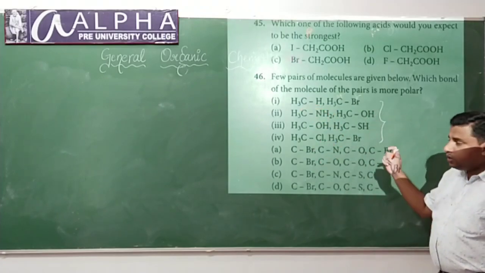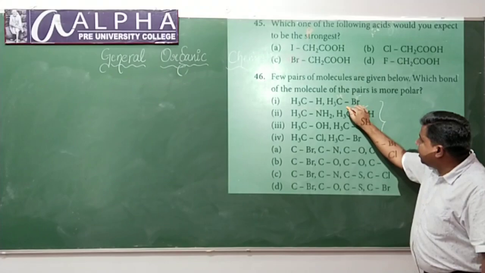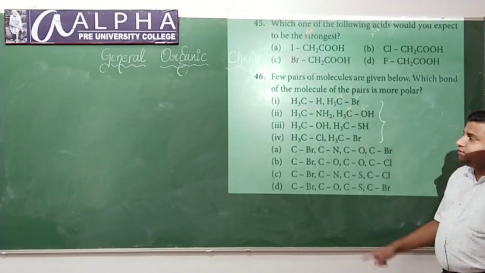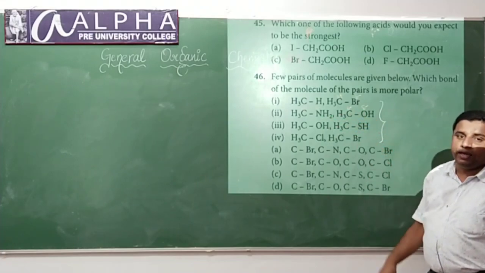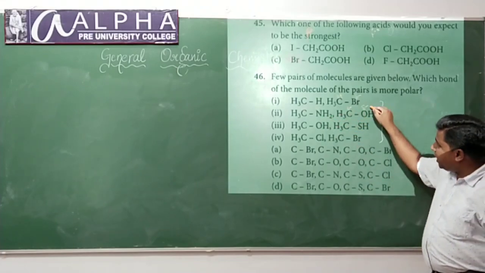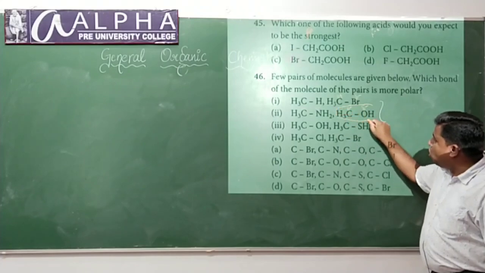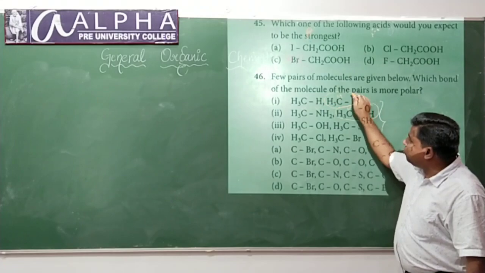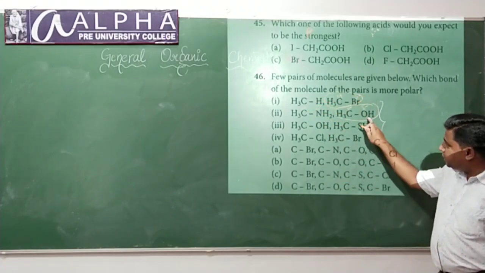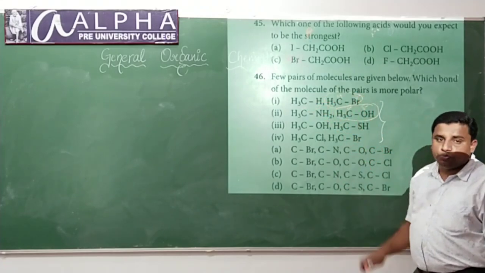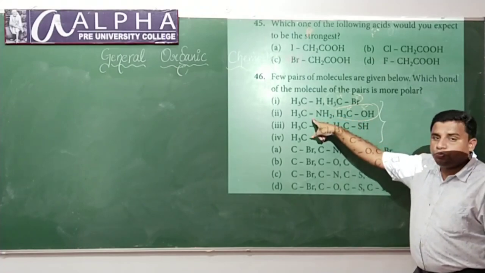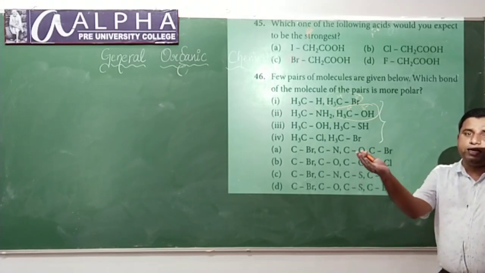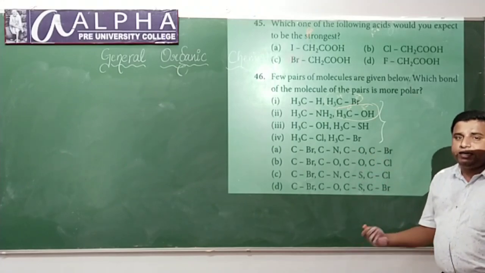Carbon and oxygen, yes, this bond is also polar, but out of oxygen and nitrogen, which one is more electronegative? Oxygen is more electronegative than nitrogen, and therefore I can say this bond is going to be more polar than this. In the first option, this bond is more polar than this bond. In the second option, this bond is more polar than this bond. Why? Because oxygen is more electronegative than nitrogen. As the electronegativity increases, polarity will increase.